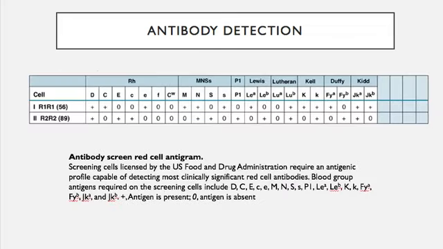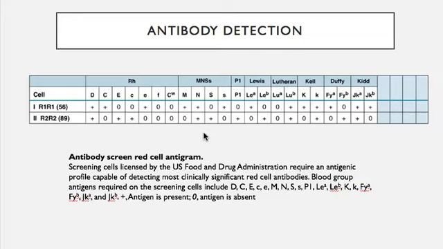Okay, so this is an antibody screen antigram. So this is a piece of paper that's going to come in the package with the screening cells. It'll also come with the full panel cells, but the full panel is going to have, so this is cell 1, cell 2. So this is a 2-cell screening package. And again, you can have 3 cell screening packages also.